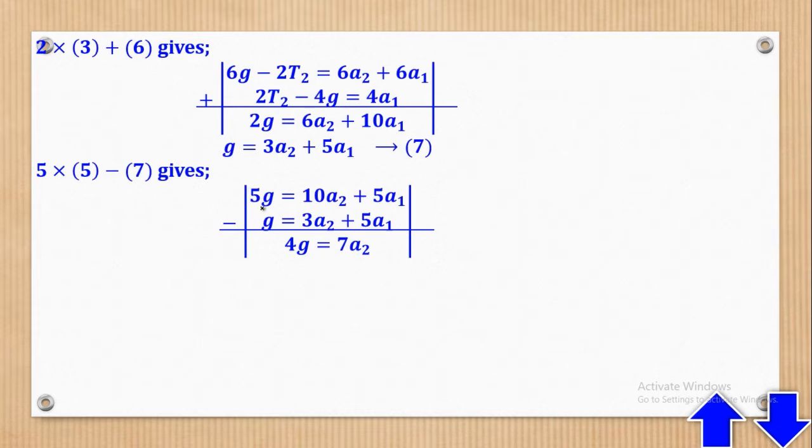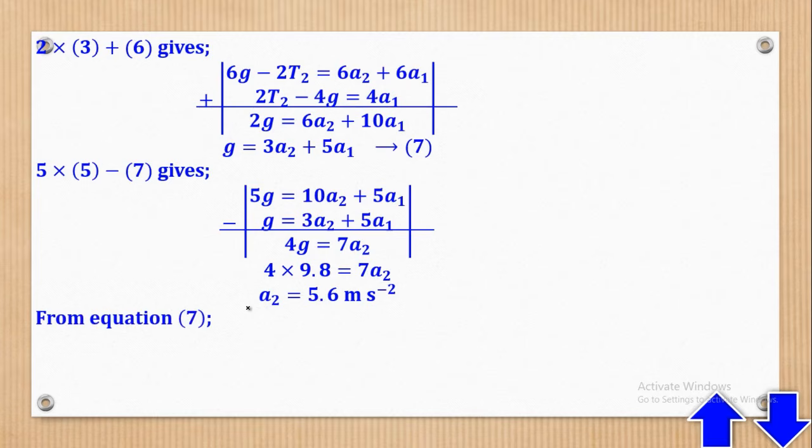So when I subtract, 5g minus g will give me 4g. Then 10a2 minus 3a2 will give me 7a2. Then 5a1 minus 5a1 will give me 0, so I remain with only a2 as the only unknown. I know g is 9.8, therefore a2 will be equal to 5.6 meters per second squared.